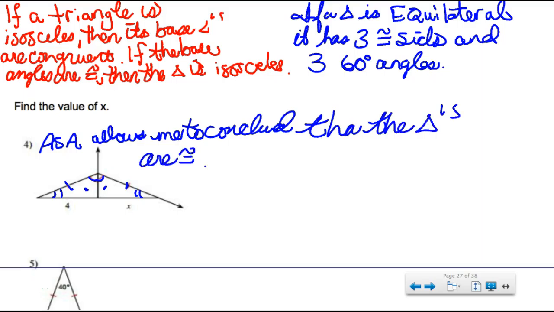Well, if the triangles are congruent, all their corresponding sides are congruent. So 4 has to be equal to x. I mean, it looks equal, and you'd probably get it right if you guessed it's equal, but don't.